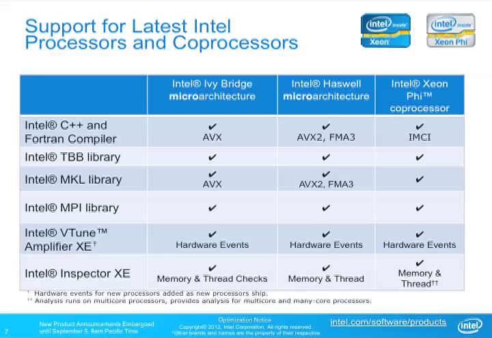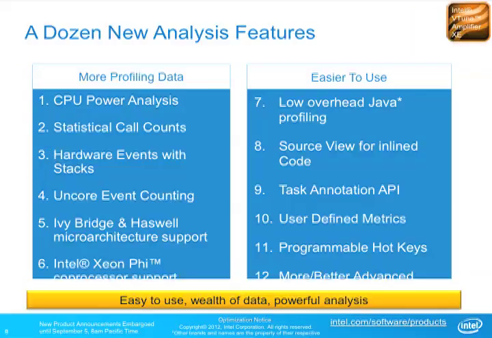Across the board, we've got support in our compilers, our libraries, our parallelism libraries, our analysis tools, and our debugging tools to be ready to support this and help get the developer able to get optimal performance. Now, VTune, on a slide I have here, I have a dozen new analysis features for VTune, and I can talk about a few of those.